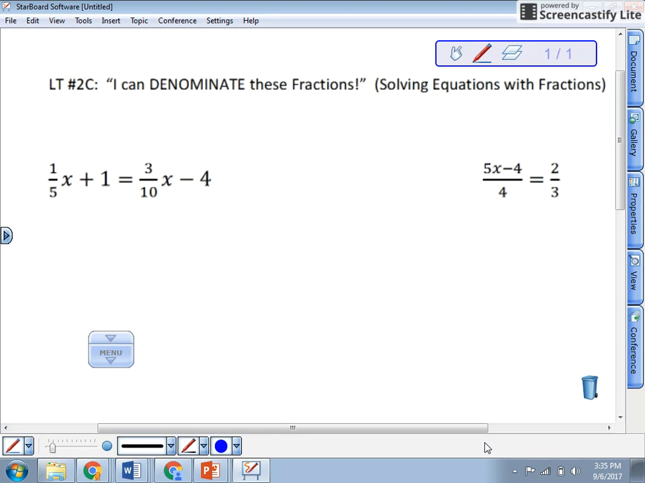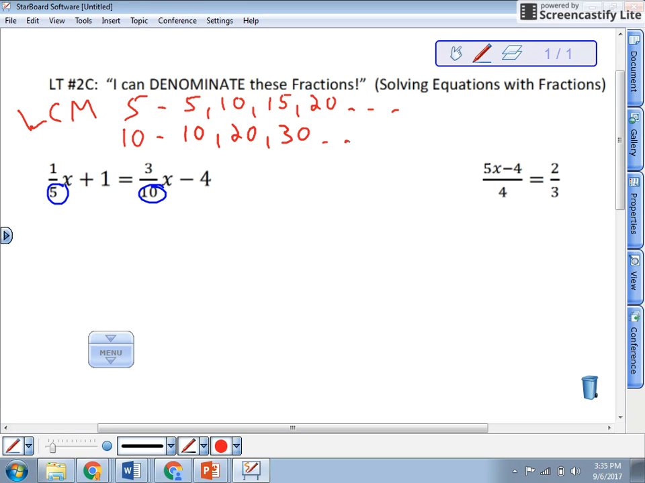So this first example, we have denominators of 5 and 10. Okay, and the question you have to ask yourself is, in order to denominate these fractions, to get rid of them, we've got to figure out the least common multiple. So I'll write LCM, least common multiple. So we look at 5. What are the multiples of 5? Well, 5 times 1 is 5, 5 times 2 is 10, 5 times 3 is 15, 5 times 4 is 20, and so on. Then you look at the other denominator, 10. What are the multiples of 10? 10 times 1 is 10, 10 times 2 is 20, 10 times 3 is 30, and so on.